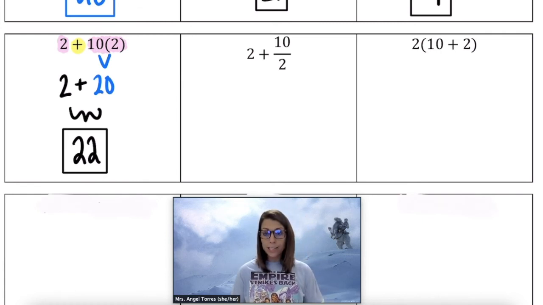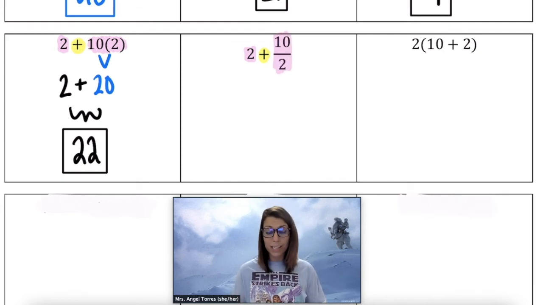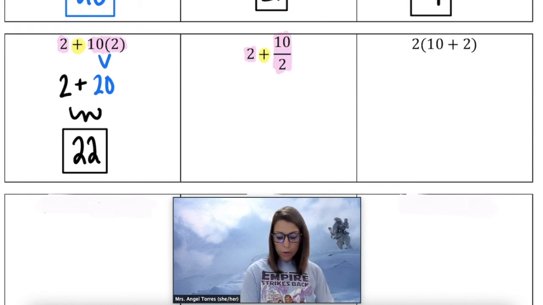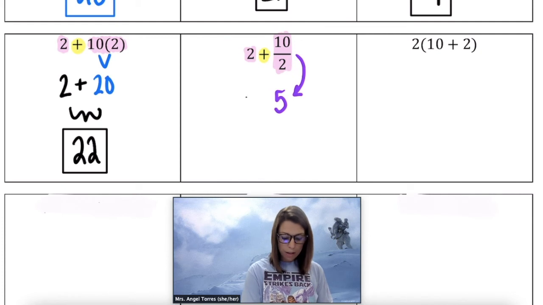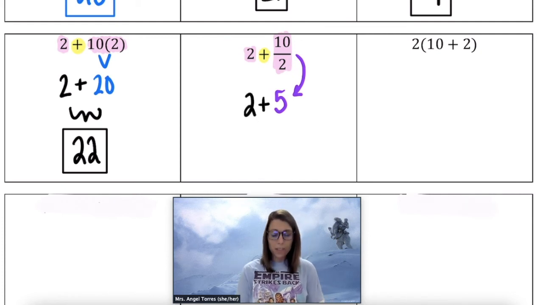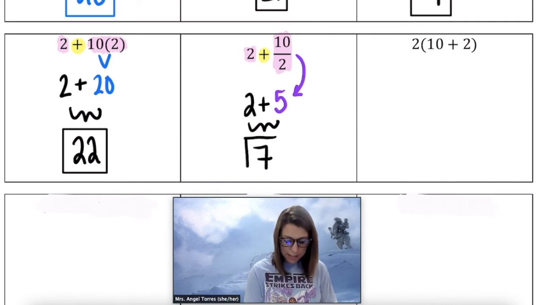What's different about expression 2? Here we still have addition, and the first term is still 2, but the second term is now called a quotient. A quotient means it contains division. So before we can simplify this expression and combine it with 2, we have to simplify this quotient. 10 divided by 2 is 5. Bring down your sum, and now that everything else is simplified, we can add on that 5 to the 2. 2 plus 5 is 7.